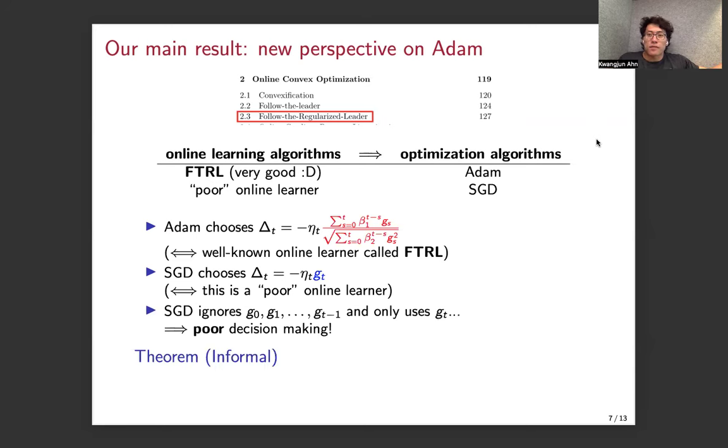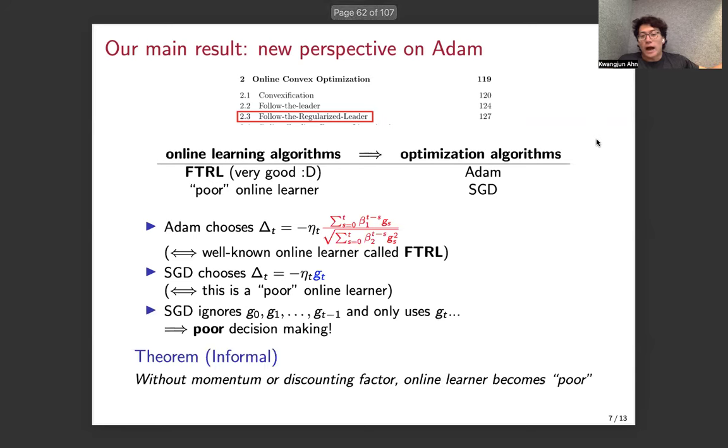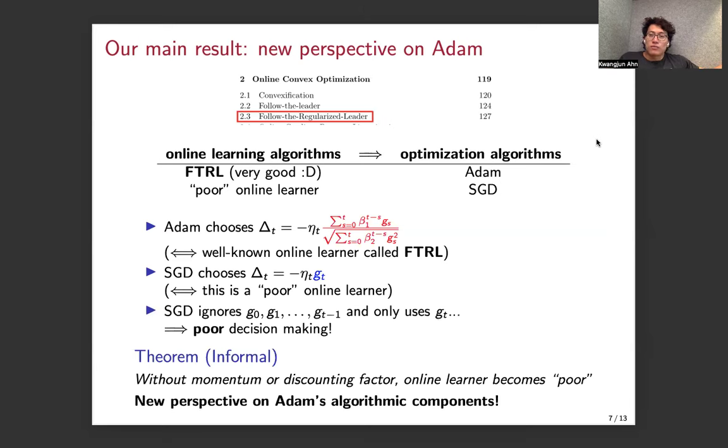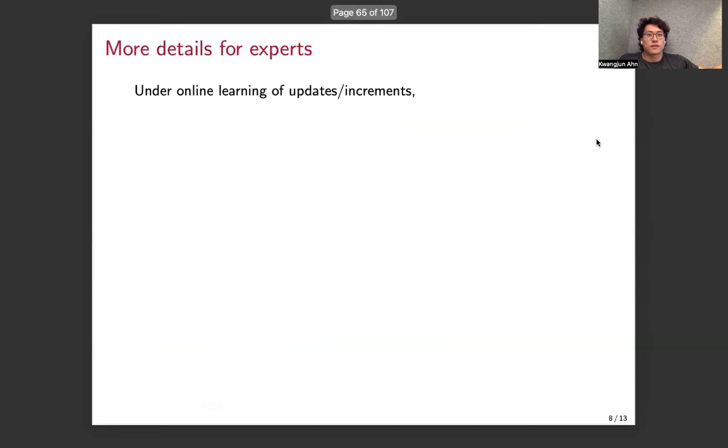So the theorem in our paper informally says that without the key components, momentum that I described earlier and the discounting factor, the online learner becomes poor. Hence, we can understand why Adam is so effective, because it has both of them. All right, so let me get into more details of our main results.